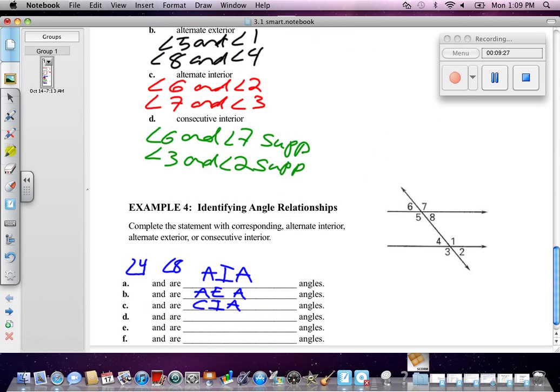7 and 2 is tricky. 7 and 2 is nothing. It's nothing. 4 and 5. Consecutive interior, CIA. It's good to remember. And last one, 5 and 1. Alternate interior, AIA.